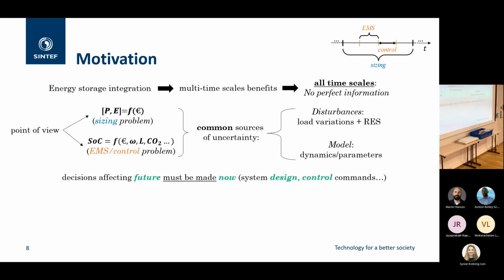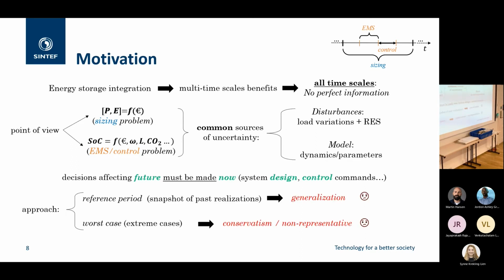However, decisions that are affecting the future must be made here and now, as we say. Those decisions can be either the design of the system or the control commands we are giving for a specific goal. Many alternatives have been proposed. Just to mention two basic alternatives: if we consider a reference period, we take a snapshot of past realizations and base our decision on these past realizations. This, of course, has a generalization issue. We are relying very much on what has happened before. Other cases take the worst case, like from extreme.